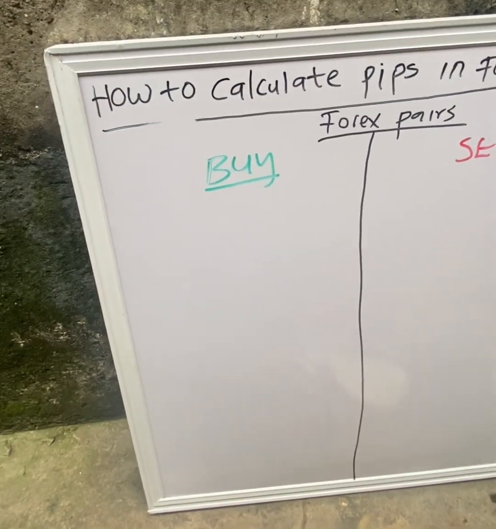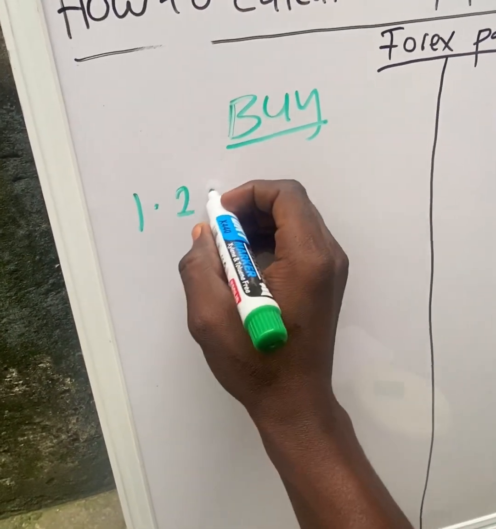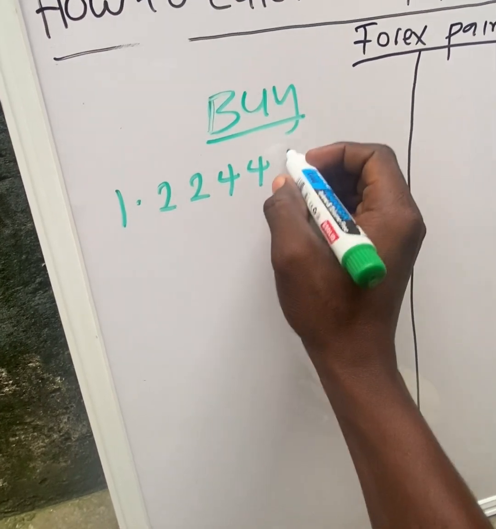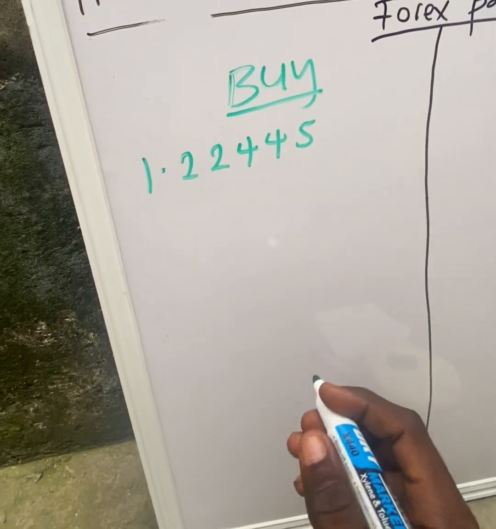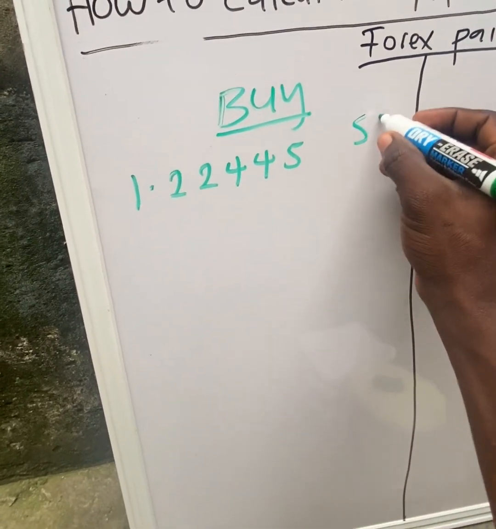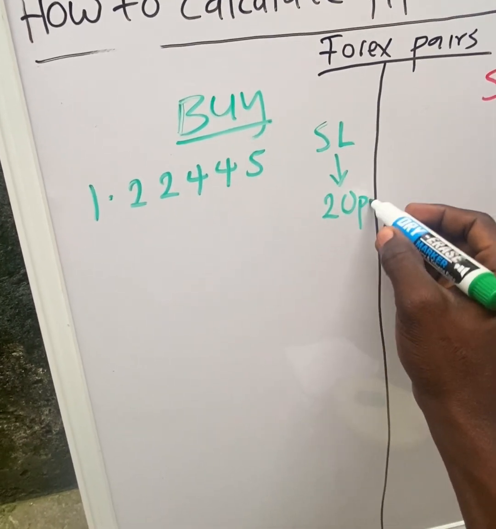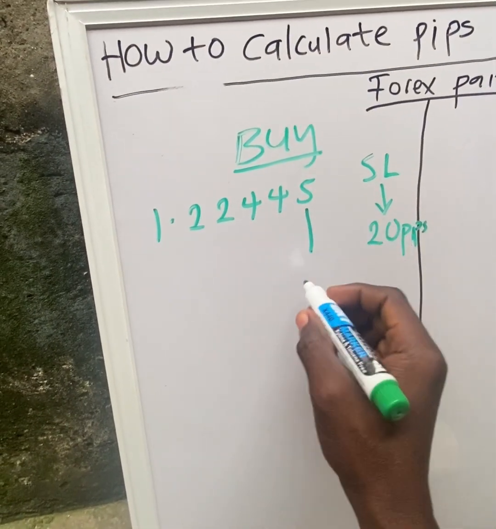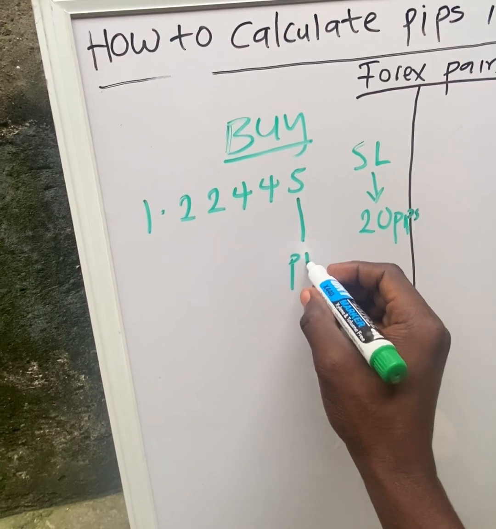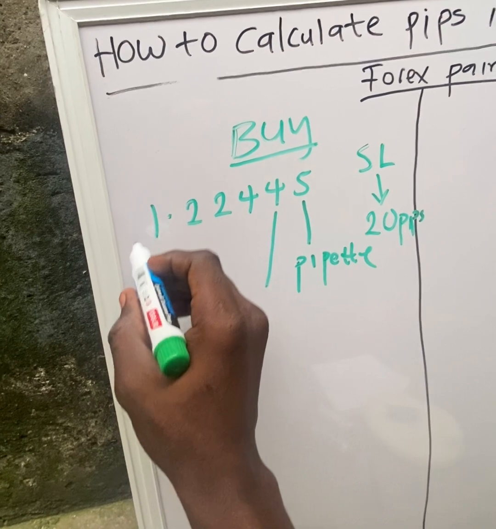I will start with GBP/USD. Let's say the current price of the market is 1.22445. When they give a stop loss of 20 pips here, all you have to do is, this last digit is what we call the pipette, and the pips start from this place.